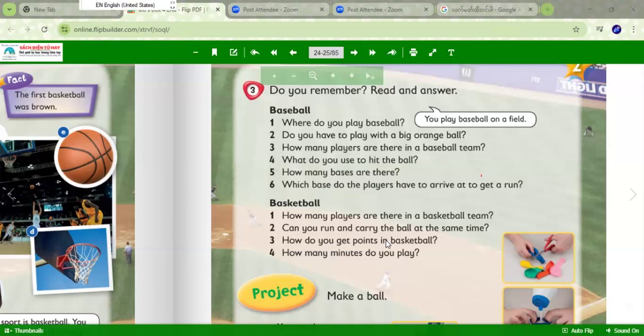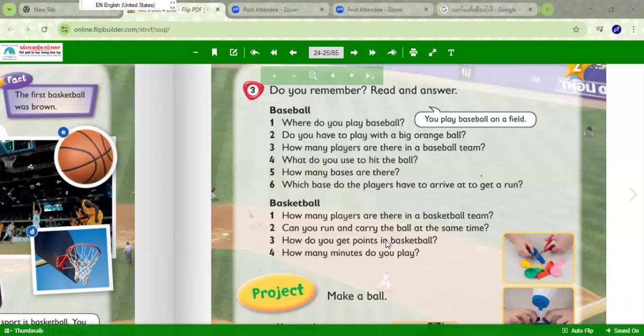Okay, what about number 3? How do you get a point in basketball? Really, 40 points? I think 40 is minutes. This means how will you get a point in basketball? How will you get points?